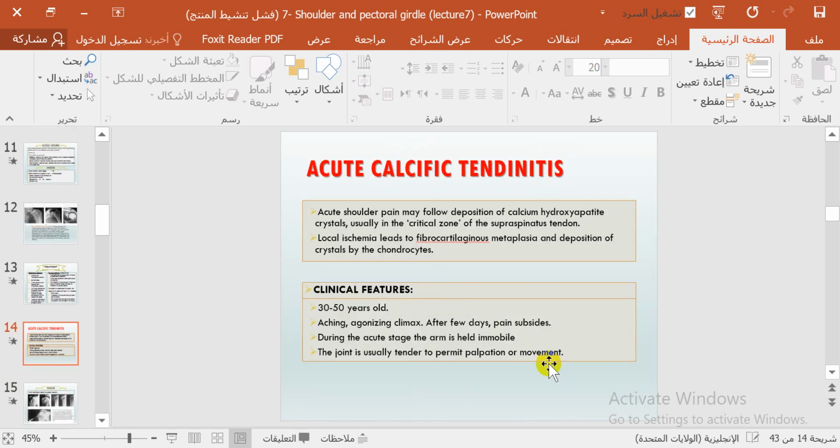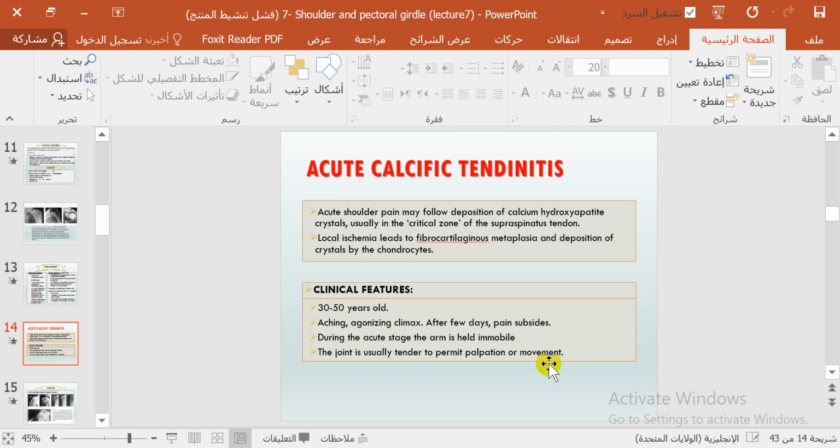Acute calcific tendinitis. Acute shoulder pain may follow deposition of calcium hydroxyapatite crystals, usually in the critical zone of the supraspinatus tendons. Local ischemia leads to fibrocartilaginous metaplasia and deposition of the crystals by the chondrocytes. What are the clinical features of acute calcific tendinitis?